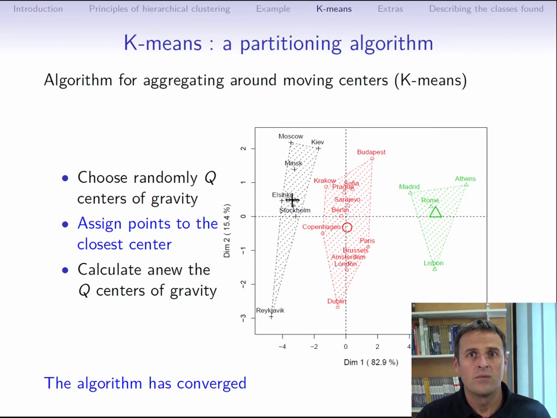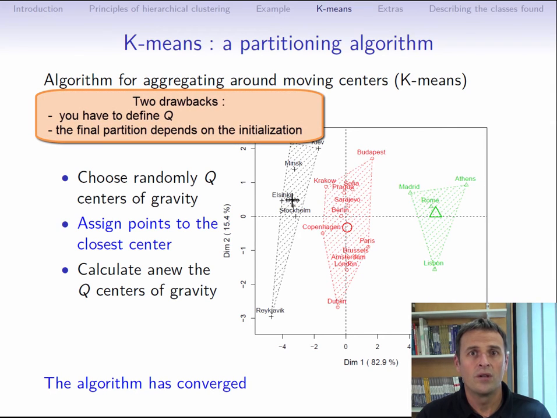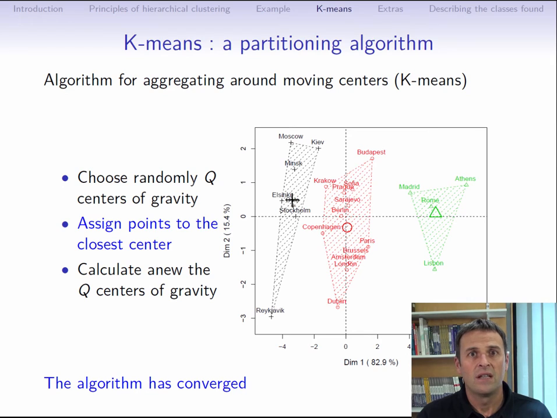That's how k-means works. It's a very fast algorithm. It can be run with lots of individuals, but it has a couple of drawbacks. The first is that you have to know the number of classes before you begin. And the second is that the final partition depends on the places you put the centers in the initialization step, which were chosen randomly. For different initializations, the partitions we get at the end can be quite different.